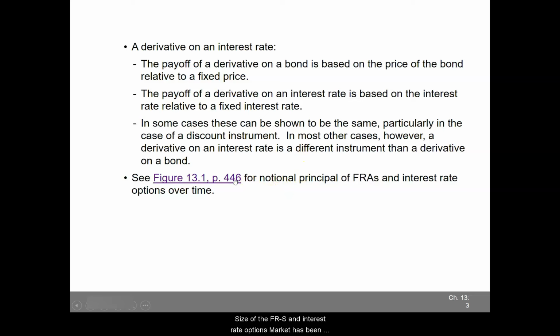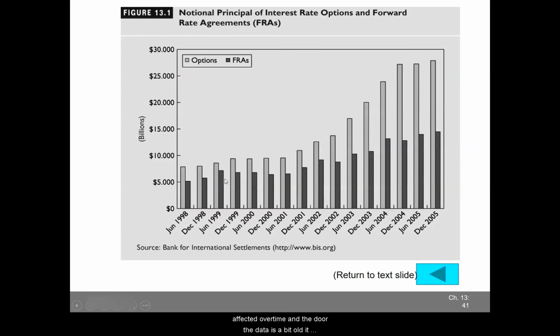Now, in figure 13.1, the size of the FRAs and interest rate options market has been depicted over time, and though the data is a bit old, it still is reflecting the importance of interest rate derivatives over time as the market for these instruments have shown significant growth. Keep in mind that this data is quite old.